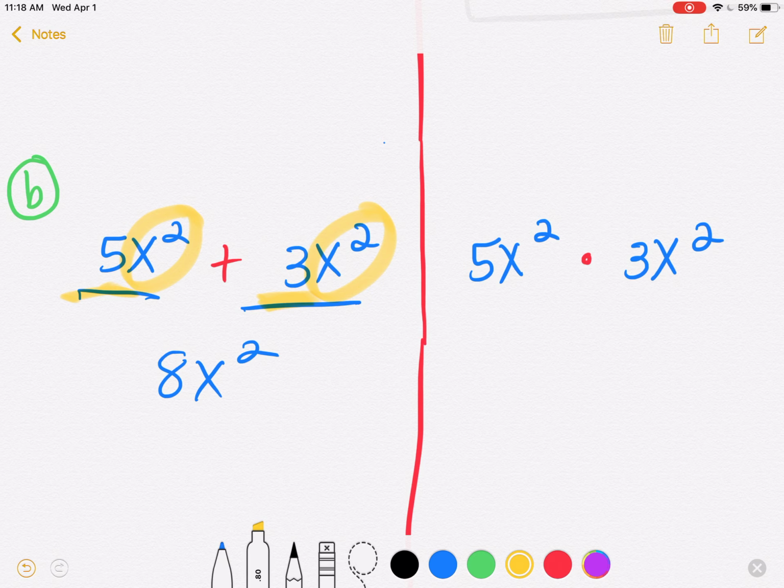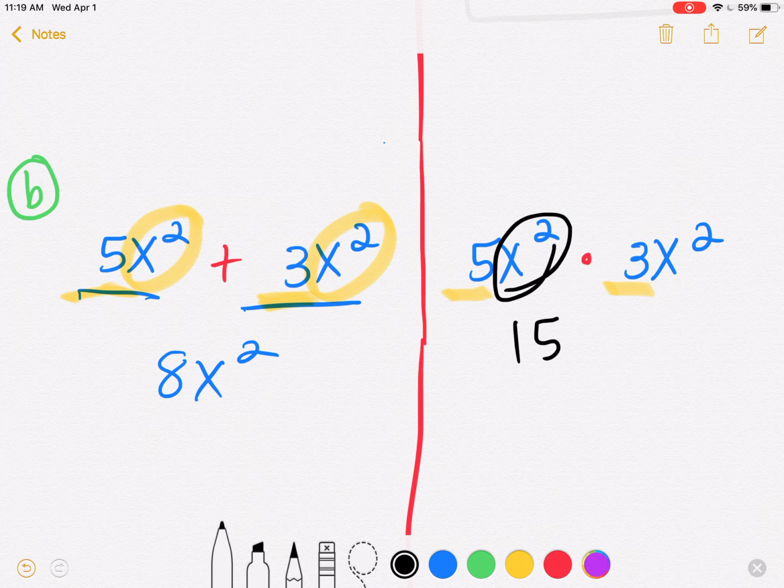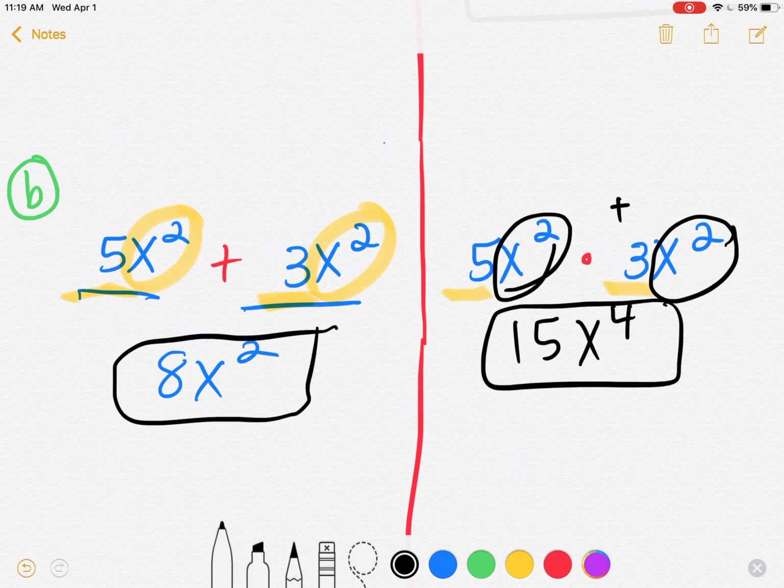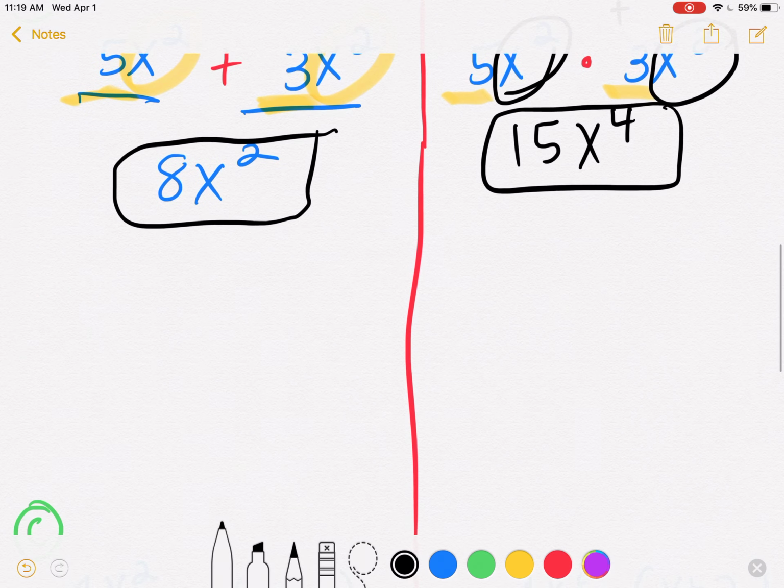You carry your variable. For the second one though, if we're multiplying them, you multiply your numbers. So 5 times 3 is going to give you 15, and then your x squared times x squared, you add your exponents. Okay, so that one's going to be x to the 4th power. Okay, so again, the answers for those are very different. The first one is 8x squared, second one is 15x to the 4th power.